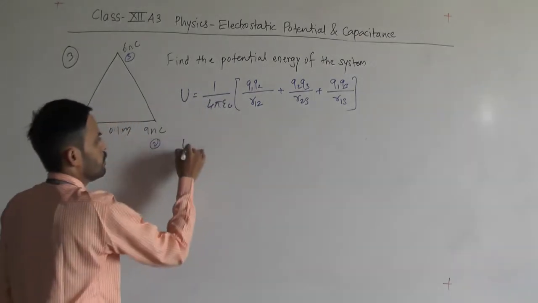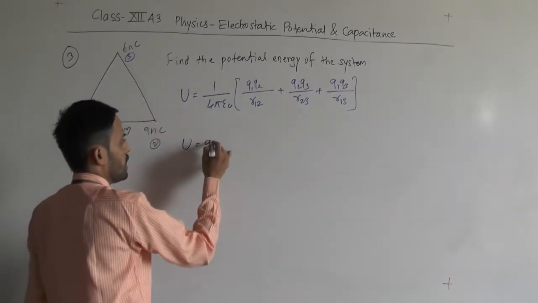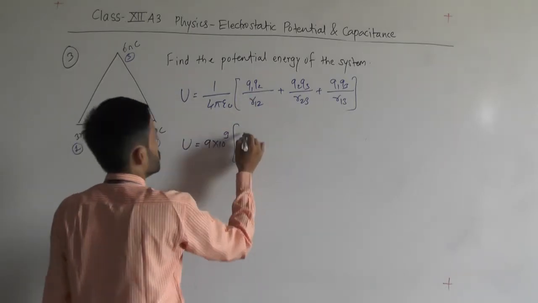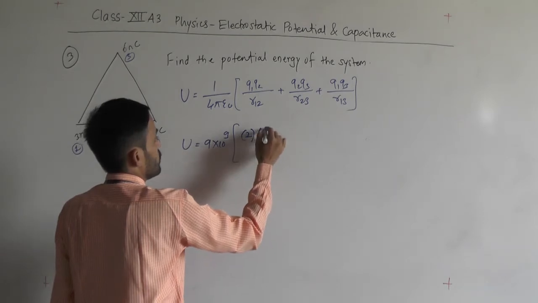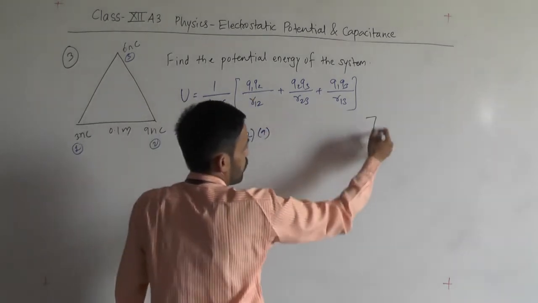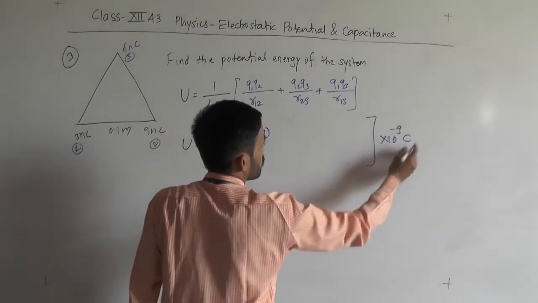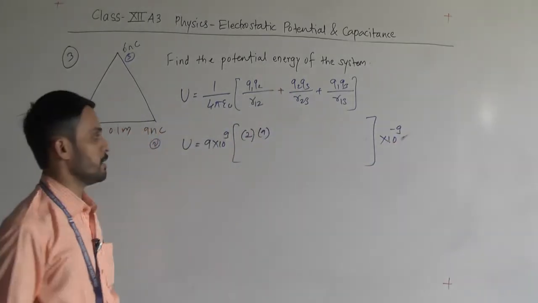Now just put the value of 1 by 4 pi epsilon naught, I will call it 9 into 10 raised to 9. Q1, Q2. Q1 is 3, Q2 is 9, and this will be in nanocoulomb, so I will multiply by 10 raised to minus 9 coulomb. So 10 raised to minus 9. Thereafter I will multiply.